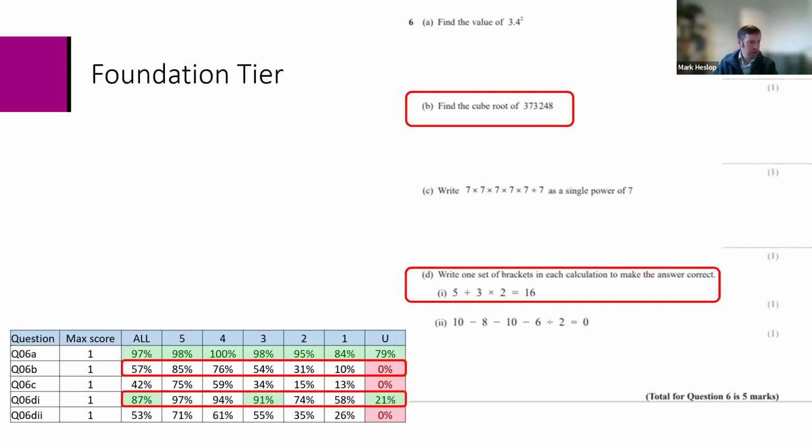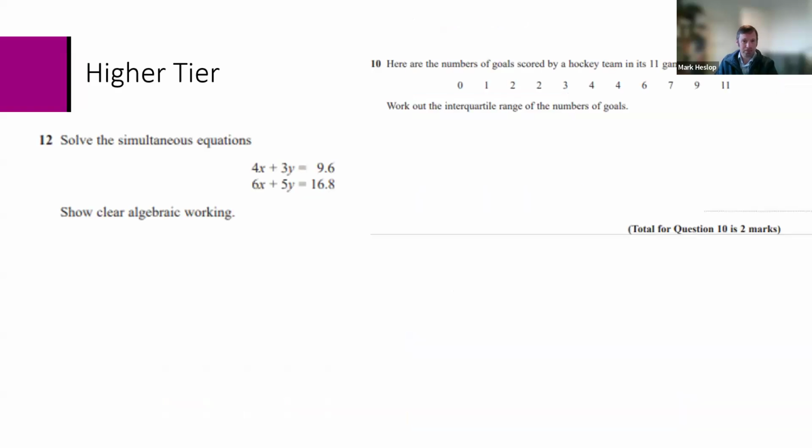Okay, let's go on to higher tier. With foundation, I think a lot of this is just a refresh of the basic knowledge. It will make big differences in the exam. There are some of the higher tier comments that are relevant to foundation tier. I'm going to compare these two questions for you: find the interquartile range of the number of goals, and solve these simultaneous equations.